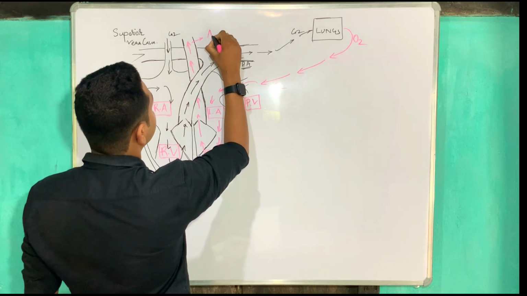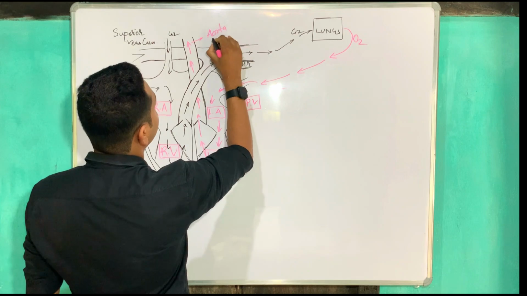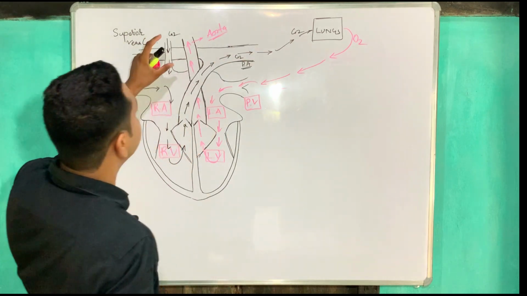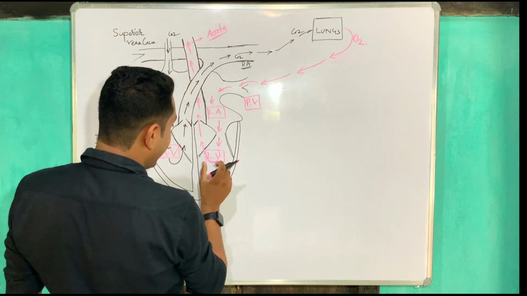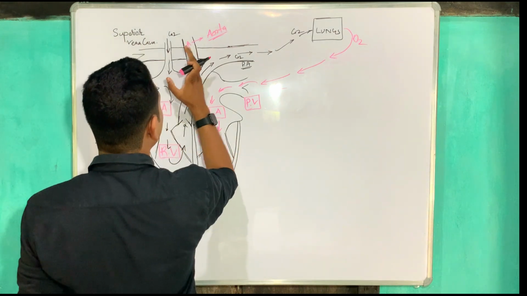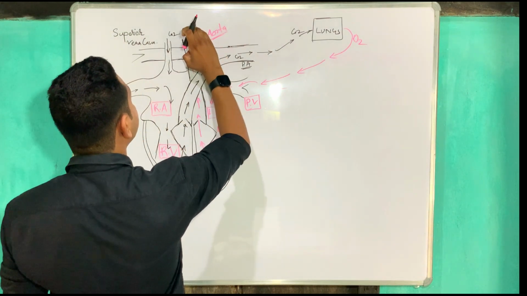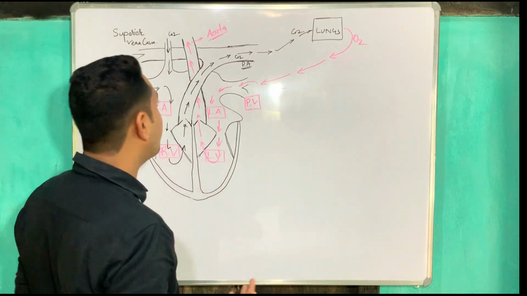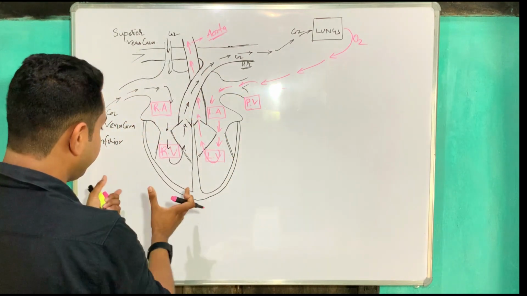What is the name of this? Aorta, A-O-R-T-A, aorta. Why is it aorta? Because it is the largest artery. So after the blood comes into the left ventricle, it will pump, and then the blood will start moving through the aorta. After going to the aorta, the blood will be distributed to the whole body. So this is the function of our heart.